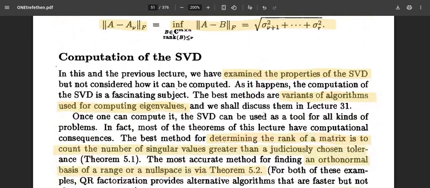The computation of SVD we will come to in the later part of this lecture series, which is based on the computation of eigenvalues. So from the next video onwards, we will be focusing more on the QR factorization. Then we'll come to the eigenvalues. Then we'll come to the SVD. Then we'll go to the iterative algorithms.